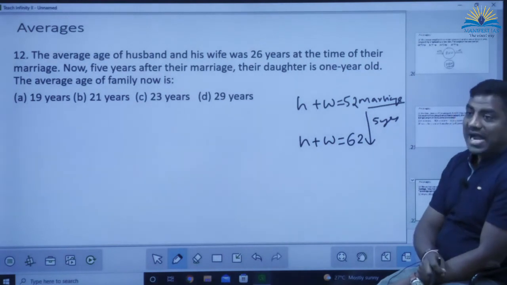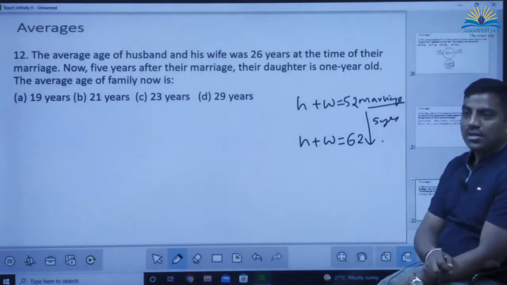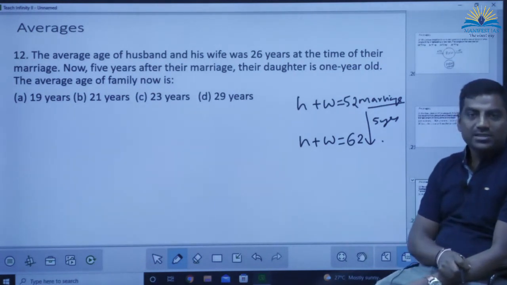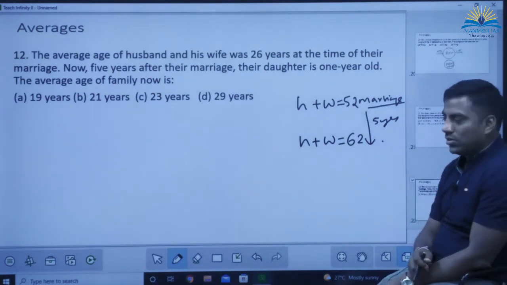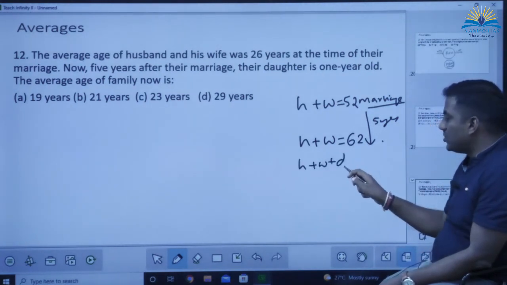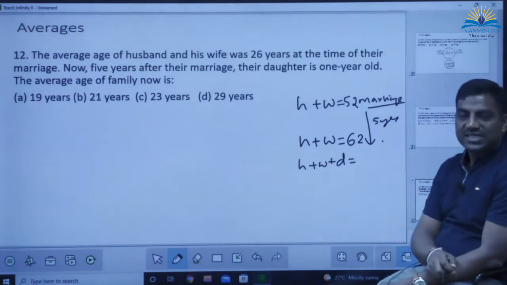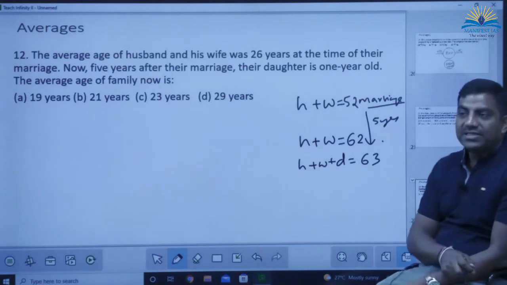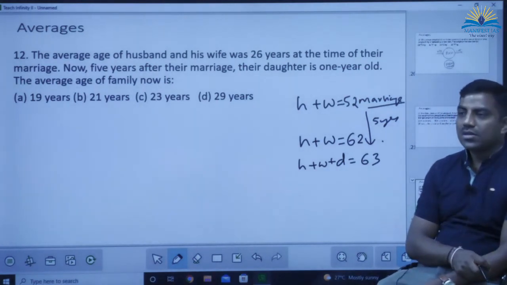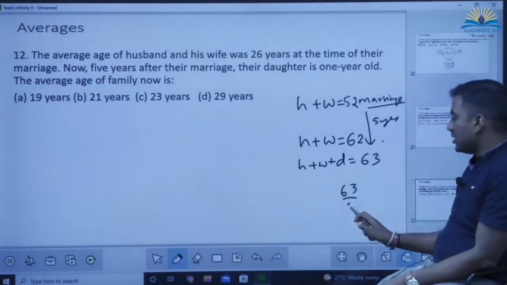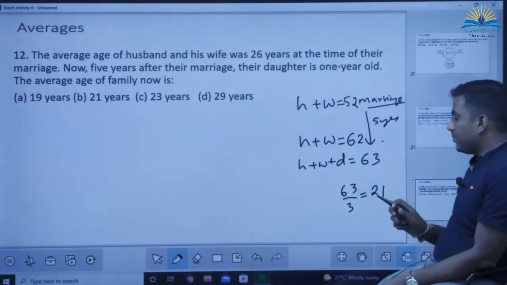After 5 years, what is the sum? But at that time, their daughter is 1 year old. So husband plus wife plus daughter, how much? 63. What is the average age of the family? 63 divided by 3. So, this is the average age of the family.